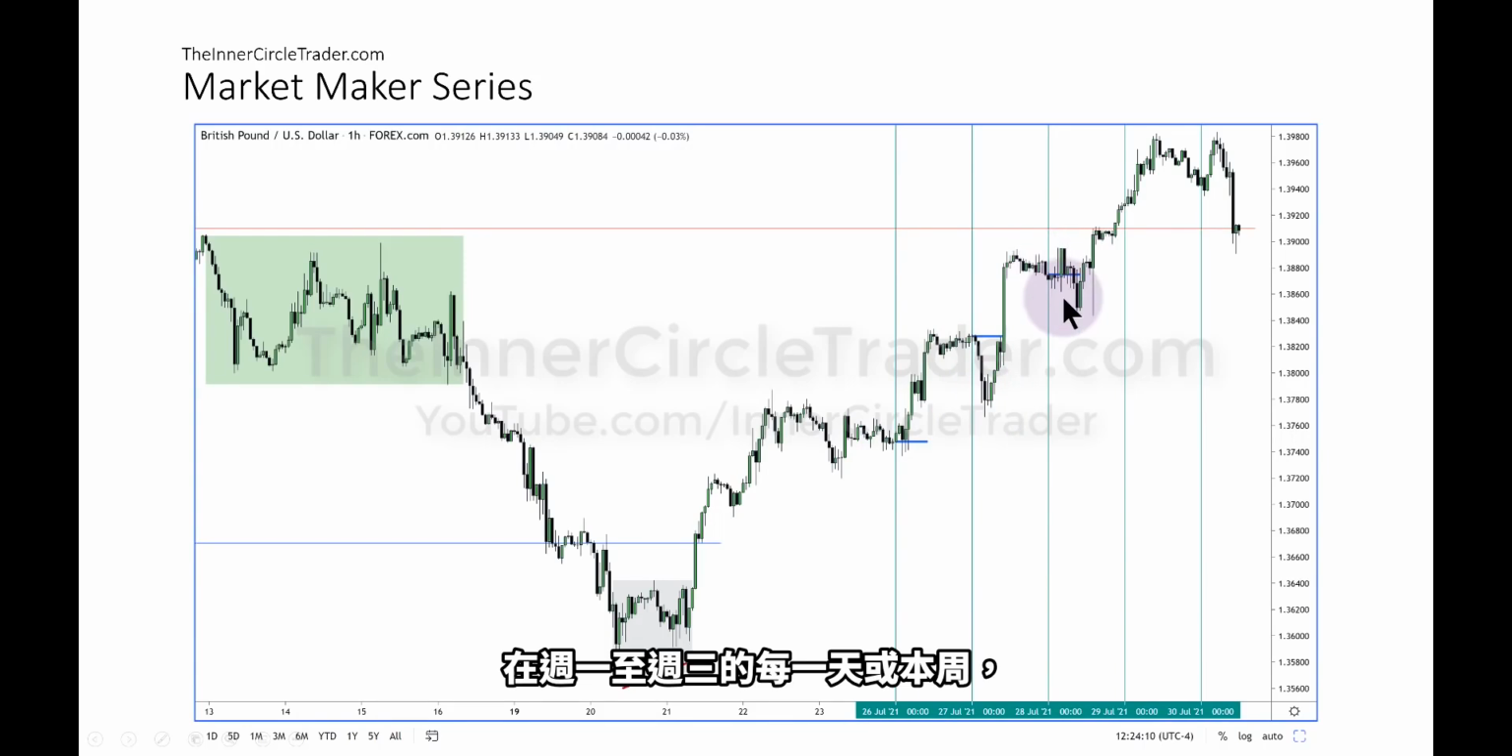Each day of this week between Monday and Wednesday offered a buying opportunity to get us above our target that was established for the weekly range, which was trading above here for the buy stops. So let's strip this down and go a little bit closer.